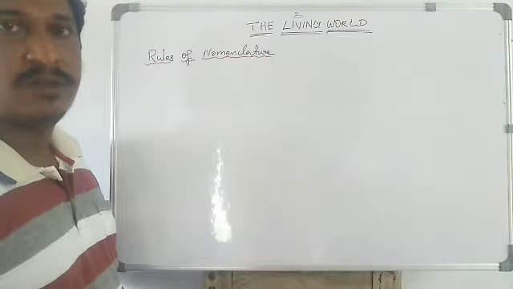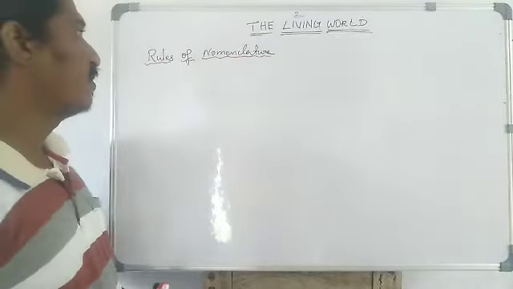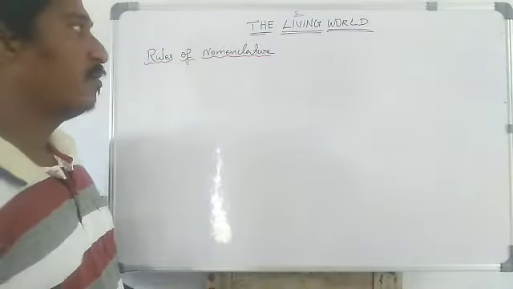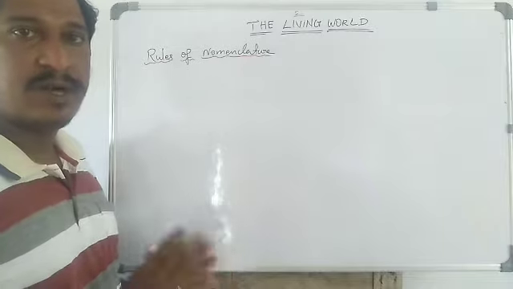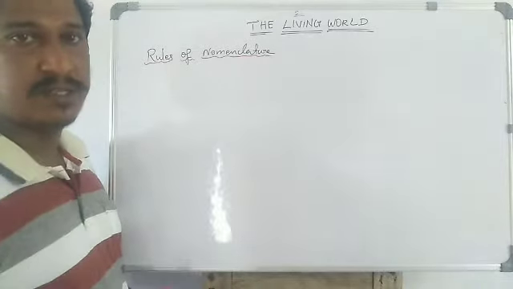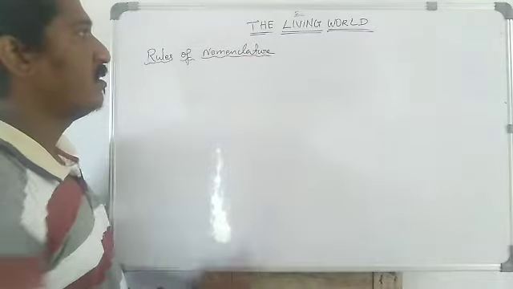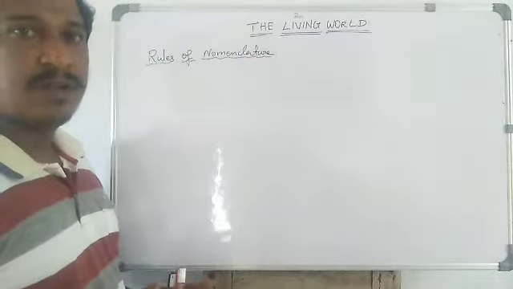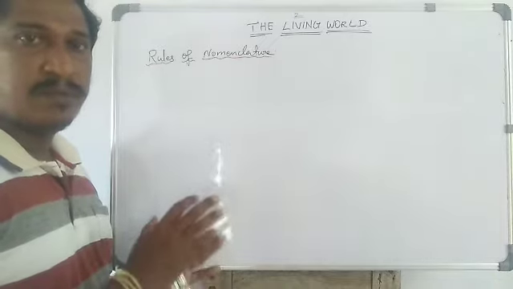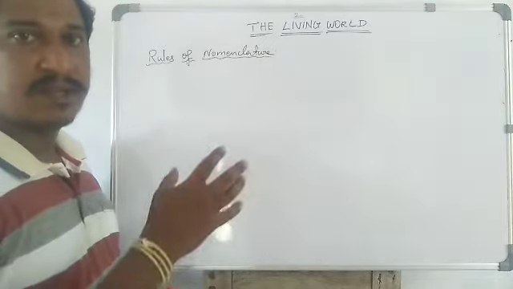Welcome dear students. Today we are going to discuss the rules of nomenclature. We know what nomenclature is: assigning a scientific name to any species is called nomenclature. This nomenclature follows some principles and guidelines.